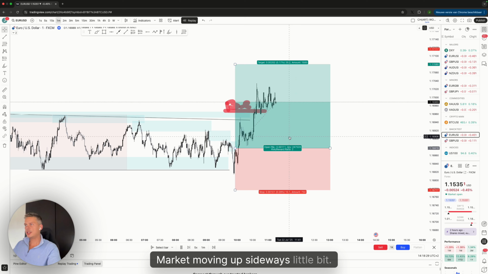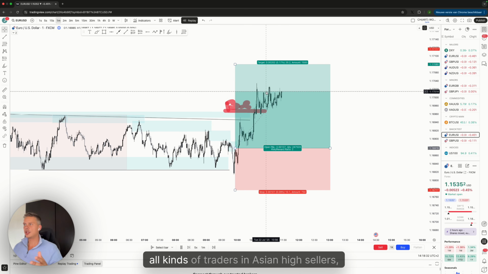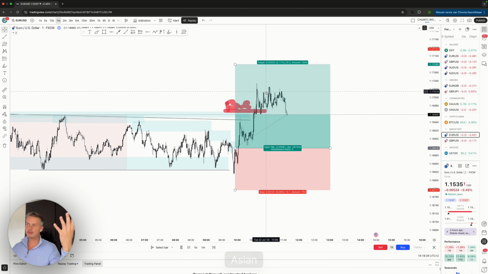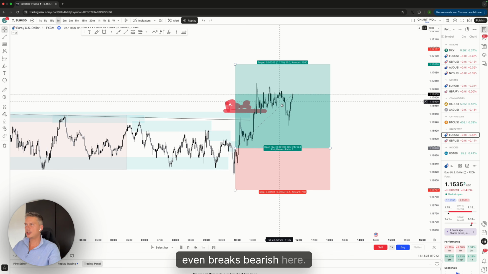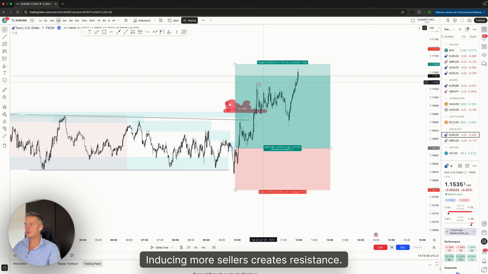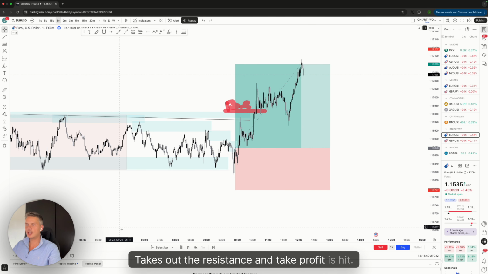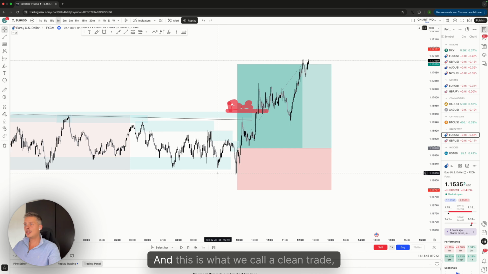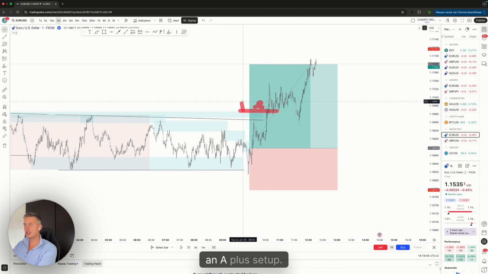Market moving up, sideways a little bit, inducing all kinds of traders in. Asian high sellers, Asian high, all even breaks bearish here, inducing more sellers, creates resistance, boom, takes out the resistance, and take profit is hit. And this is what we call a clean trade, an A+ setup.